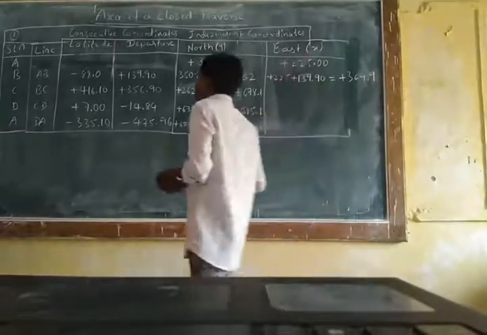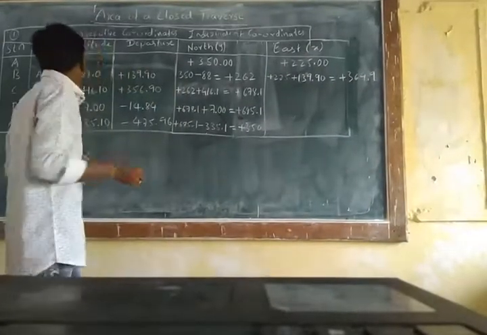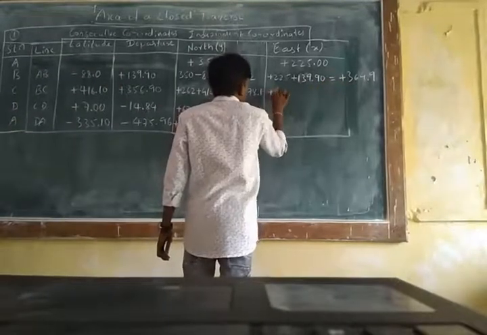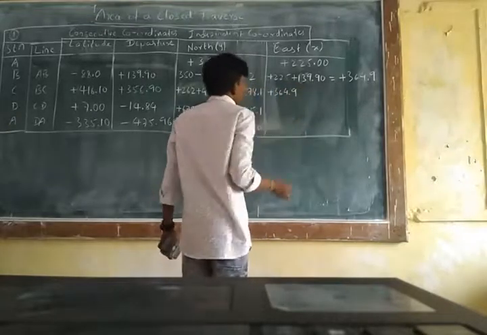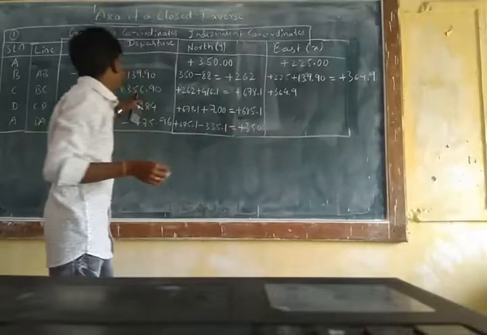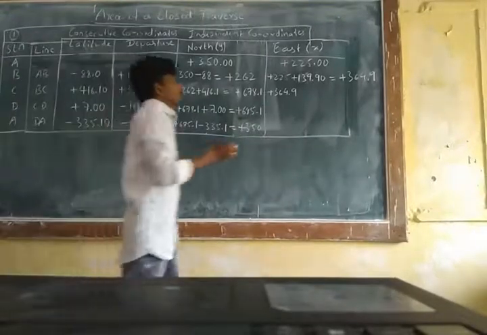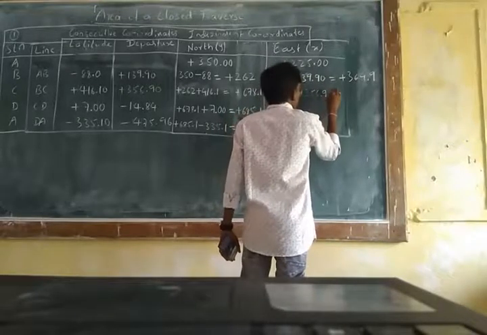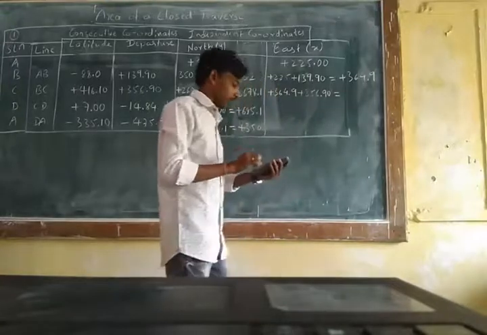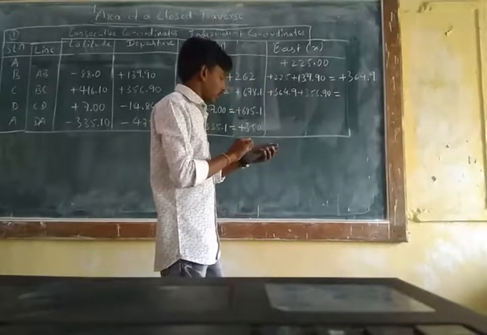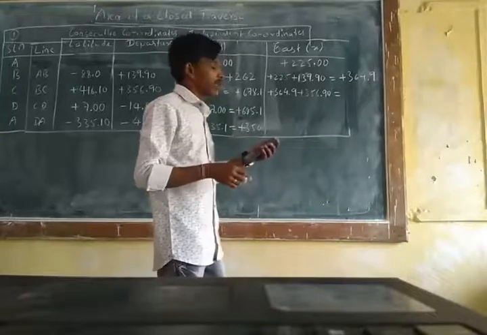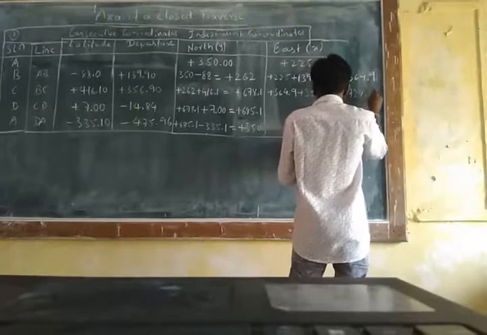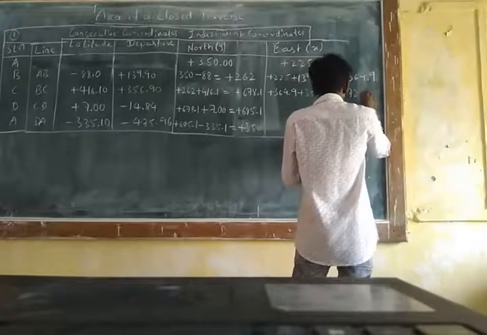Now let's move to the next station C for the line BC. Now write the same as it is, plus 364.9, and look at here, the departure is positive 356.9. So write the departure, plus 356.9, and calculate. That is plus 356.9. So that's giving the number 721.8. So that is positive 721.8.